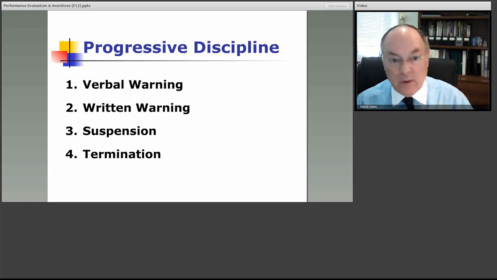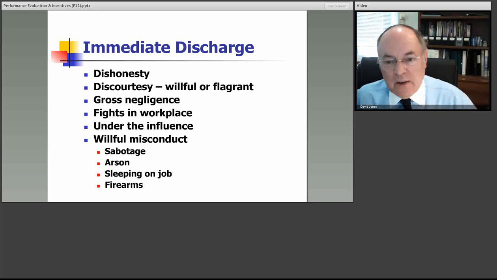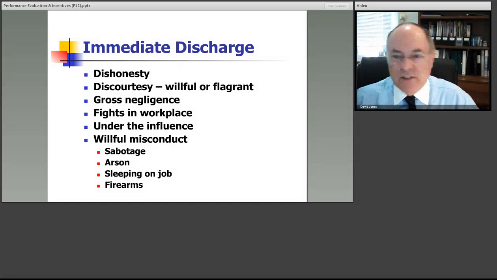Now, there are other cases where you don't go through all that. There's immediate discharge. Somebody did something dishonest, discourteous or willful, flagrant to a guest. Gross negligence. They completely forgot about something. They didn't lock the door. Something got stolen, whatever it may be. Certainly a fight. If you do like the TV camera that we saw in the grocery store in the past week, and if you're watching this in the future, it was a grocery store manager who a person just came up to and just hit and knocked down and sent him to the hospital in a coma.